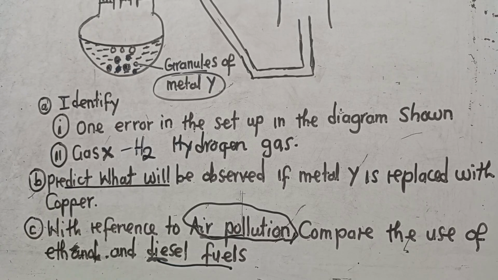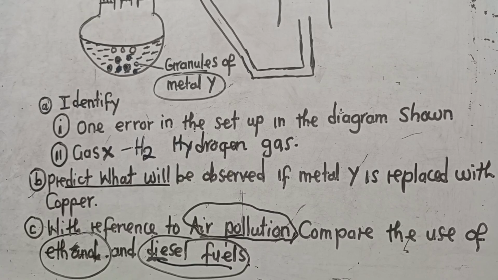Carbon monoxide is a pollutant. You need to know and understand. So when diesel burns, it produces more carbon monoxide. When ethanol burns, it produces less carbon monoxide. This is what you are supposed to know.